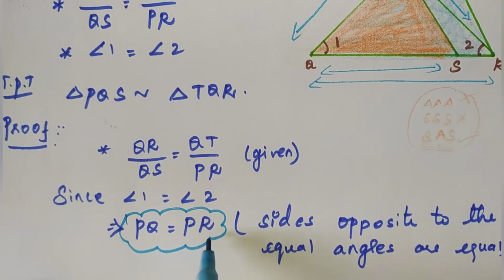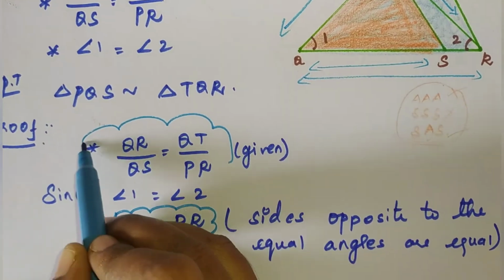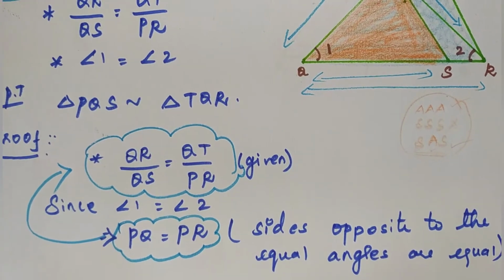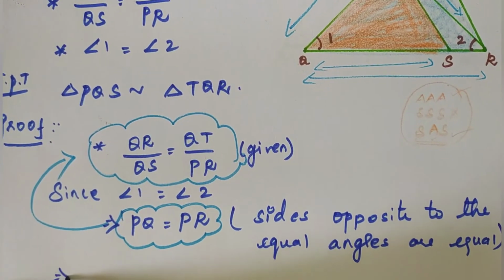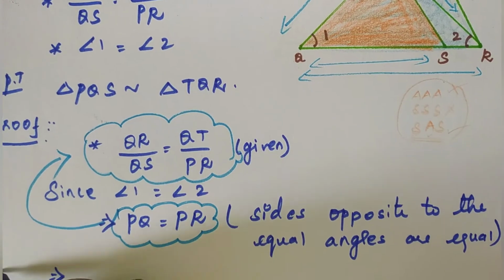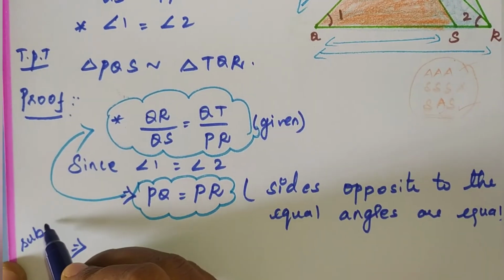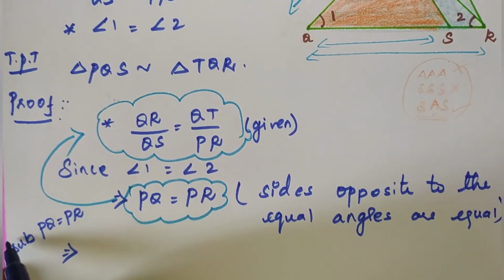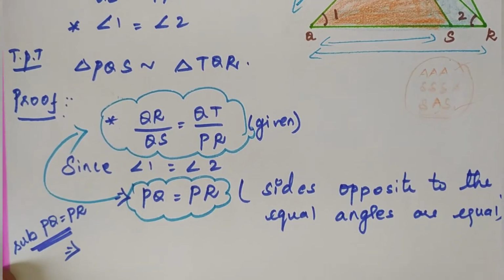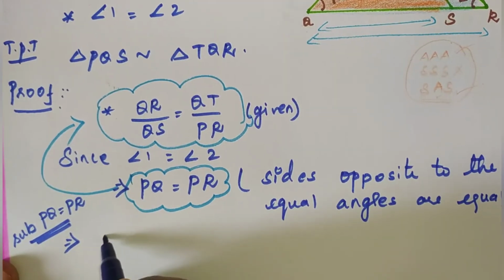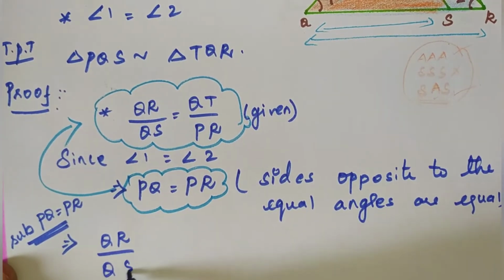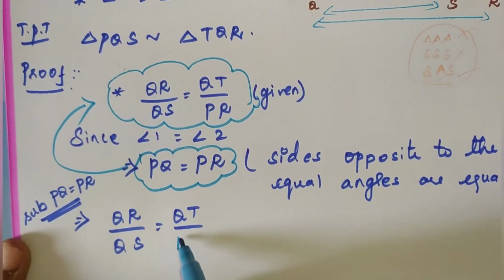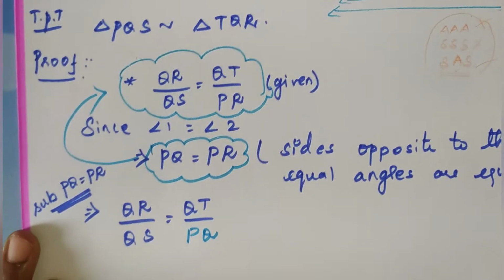Now I'm going to substitute PQ instead of PR in the first given. It implies, substitute PQ is equal to PR. Clear? In the first given, QR divided by QS is equal to QT divided by PQ. This one thing I substituted.